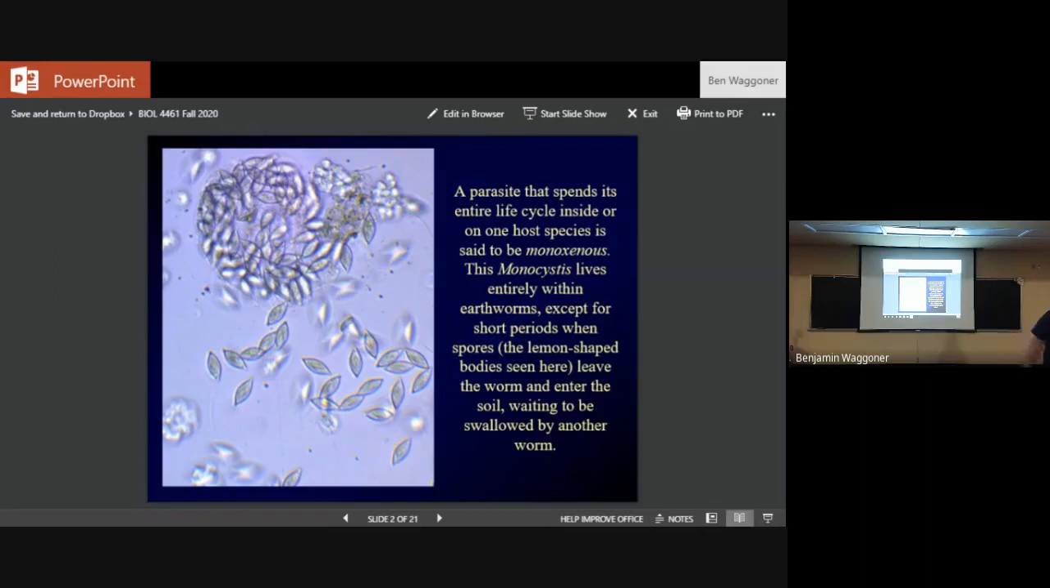If a parasite spends its whole life inside one host, it's monogenous. This earthworm parasite spends all of its life inside an earthworm, except for a brief period when it gets transmitted. These little football-shaped things pass out into the soil and get swallowed by another worm.